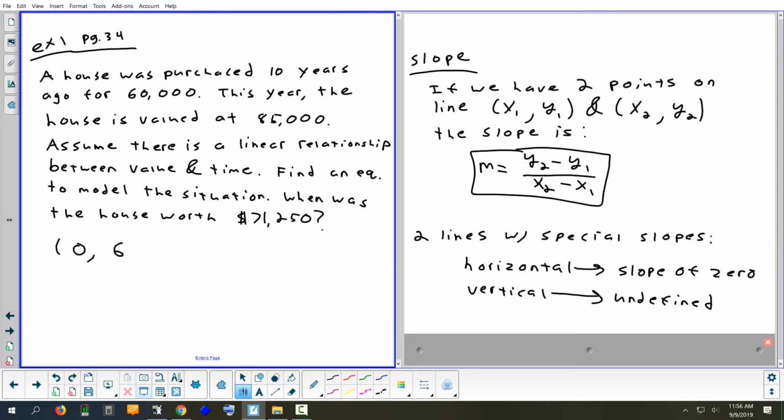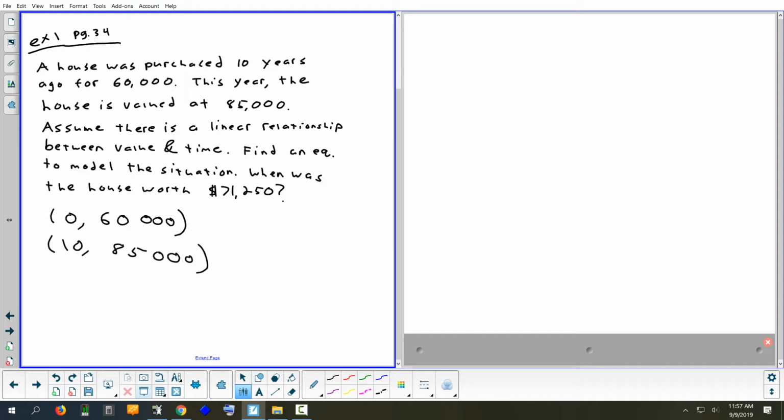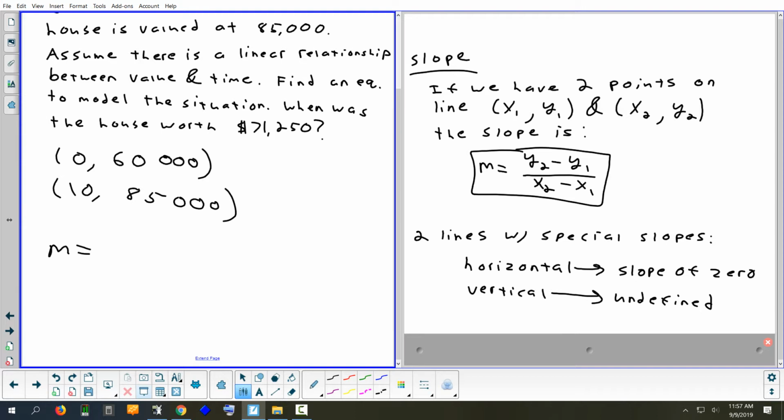So, we have (0, 60,000). And now 10 years later, the house was worth 85,000. So how would you write that as a coordinate? (10, 85,000). Yeah. And now we can find our slope. The slope is y2 minus y1 over x2 minus x1. There's your slope.